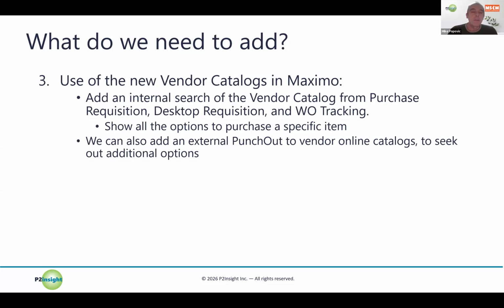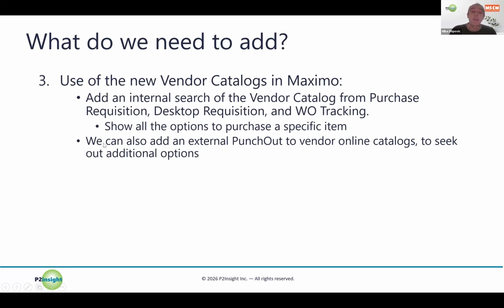Then what do we need to do? We need to enable it. Now that you have the vendor catalog in Maximo, we need to let you use it and get value out of it. So we add an internal search of the vendor catalog from the purchase requisition, desktop requisition, work order tracking, and other areas where you need to find items. We show all the options: who all the vendors are that offer it, maybe different models, manufacturers, and so forth, with the pricing and all that stuff, so you can choose what's most appropriate to you.